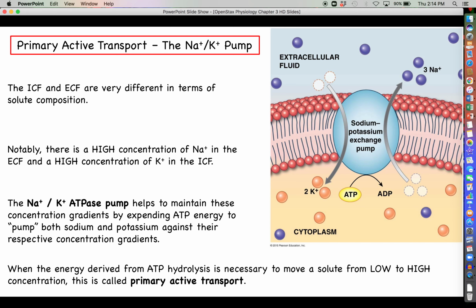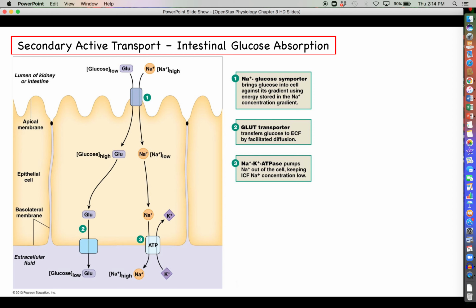On the next slide, we are going to look at secondary active transport, which is the other kind of active transport. So this means that we are not going to get our energy directly from ATP, but indirectly from a different source. Now, the best example of secondary active transport in action comes from how we absorb nutrients through the intestinal tract. Specifically, we are going to look at glucose here.